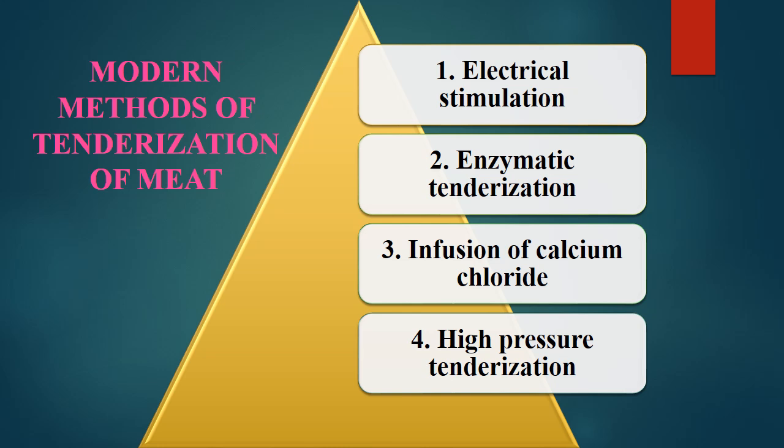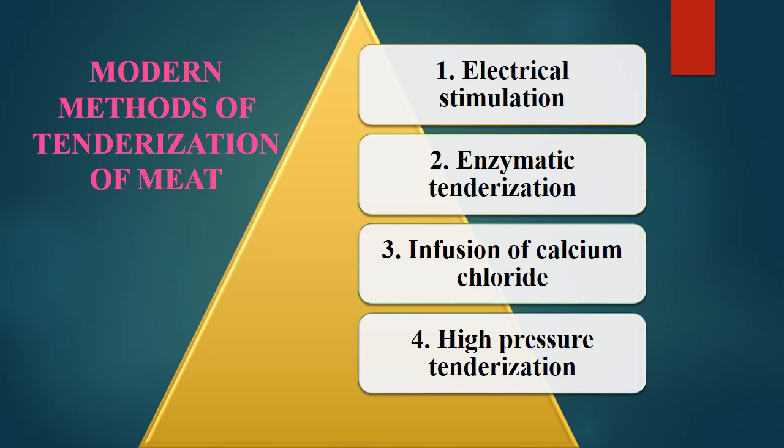The first one is electrical stimulation. This is a quite modern method, but it is commercially in use already. Here the electrical stimulation helps in quick onset of rigor mortis, and then we can go for early chilling without the effect of cold shortening, and it also helps in breaking the muscle structure or sarcomere structure and helps in tenderization.